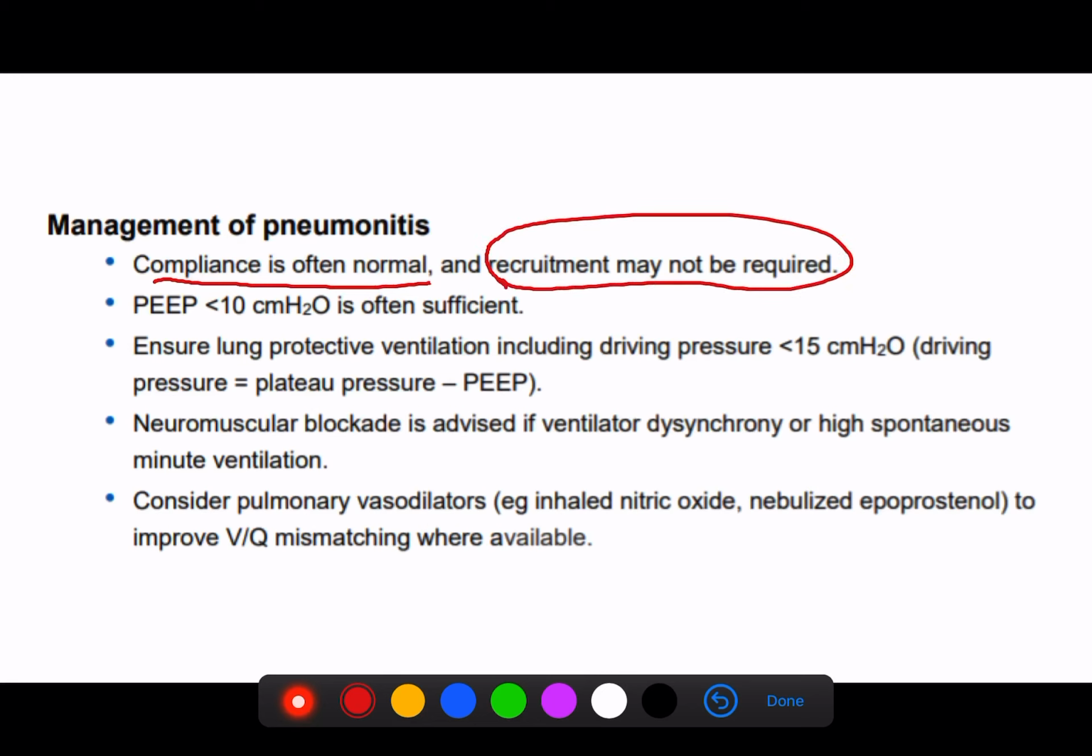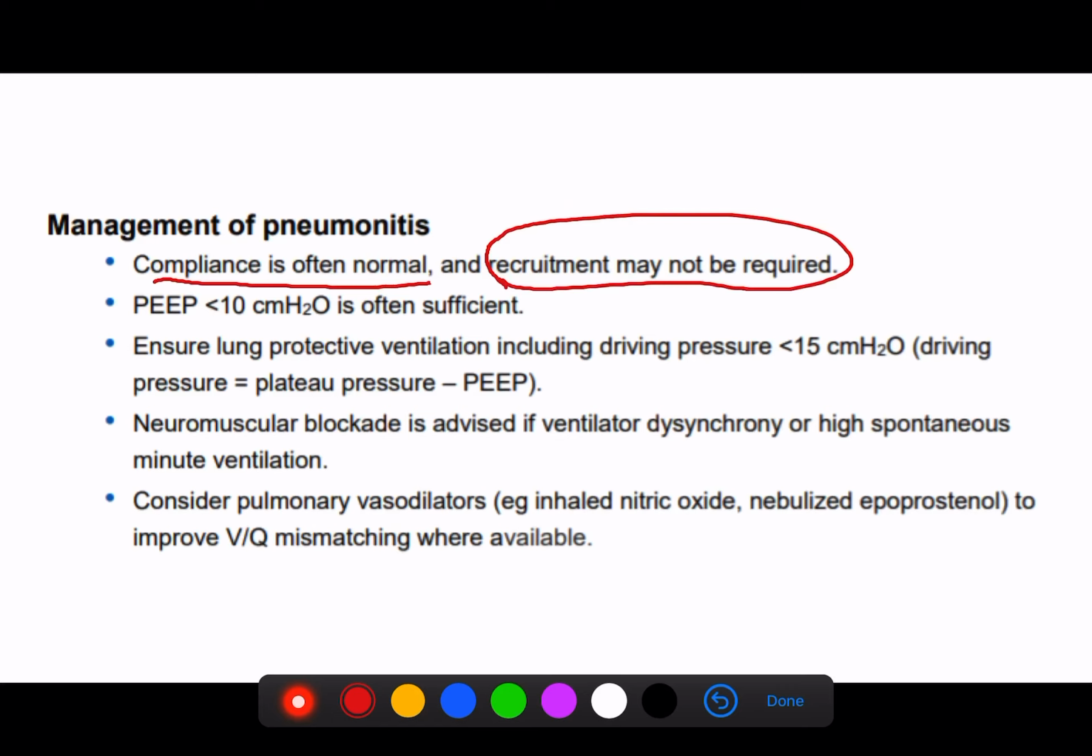Now, I'm on the fence as to whether that's true or not. I still think that atelectrauma is a big thing and something that we should avoid. And even in the patient with good compliance, a lot of alveoli may still be collapsed. And so recruitment is still probably a good thing.